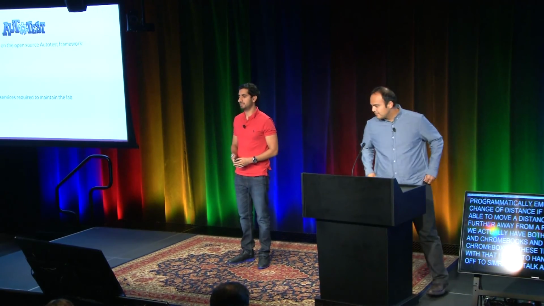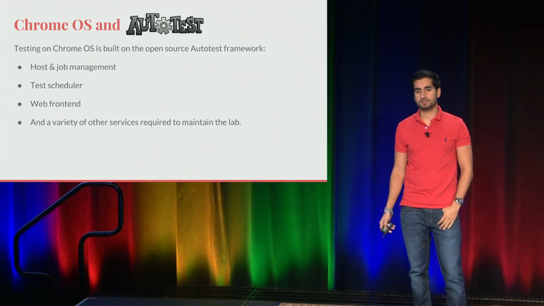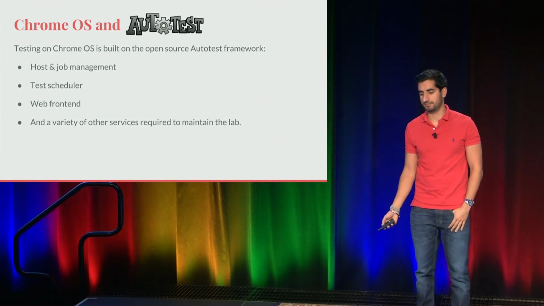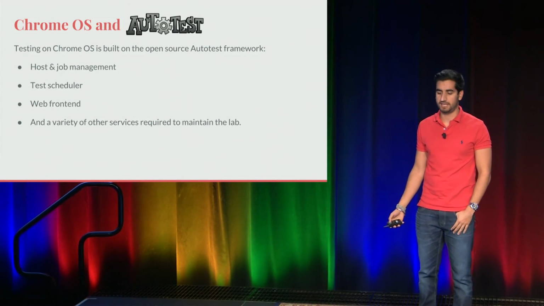So testing on Chrome OS is done by a fork of the Autotest testing framework. Autotest was originally designed for Linux kernel work, and we forked it for hardware testing. Now, the reason we chose Autotest is because it came with a bunch of things we knew we were going to need off the bat.